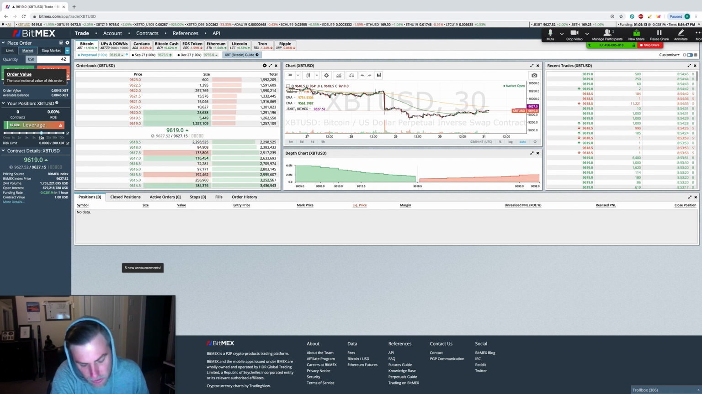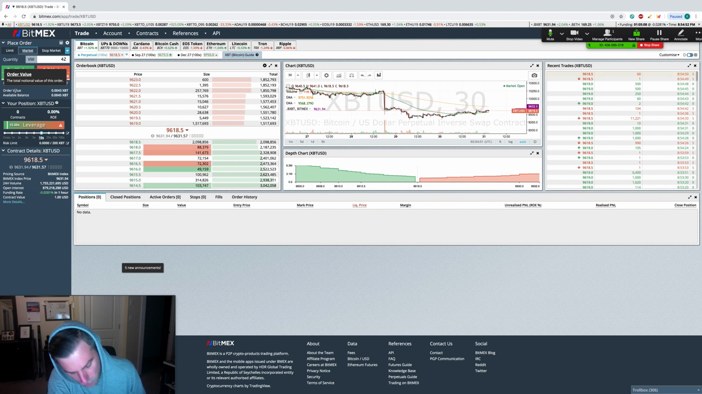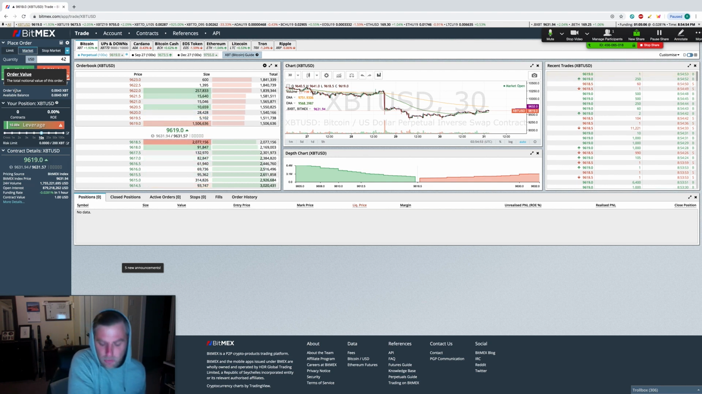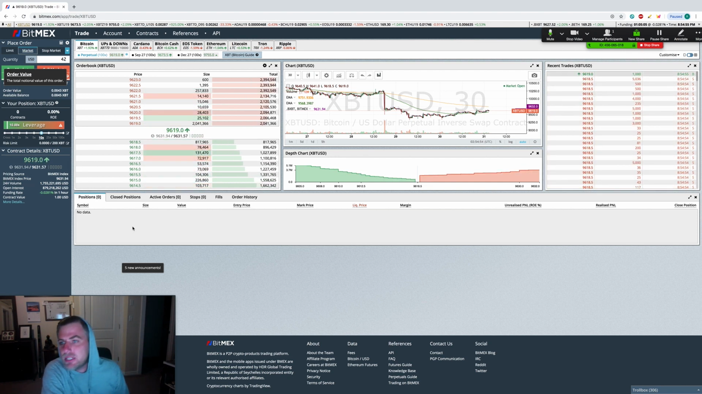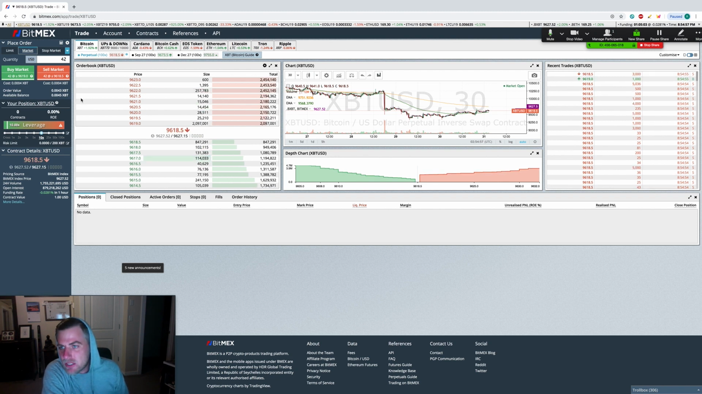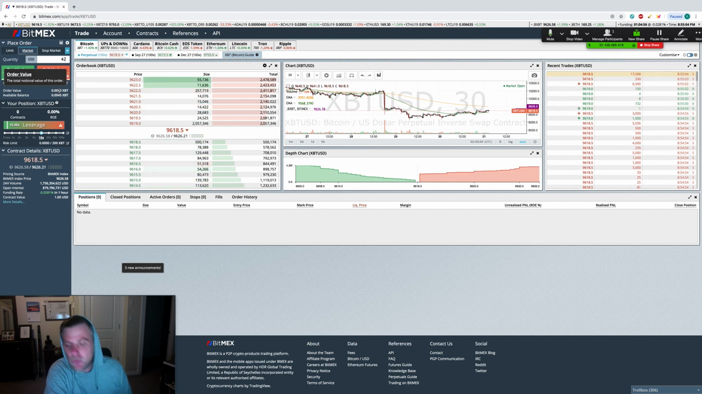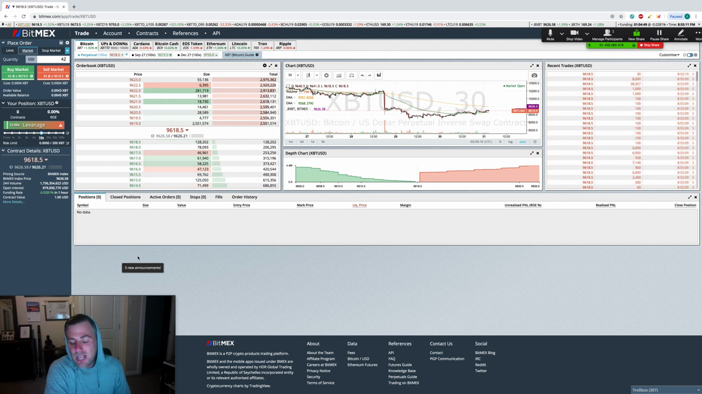So 0.246 times 0.0043 equals 0.001 BTC. So that is what would be risked. We can see that's about 24% of the order value, 0.001 BTC. So now we know the risk, and we can go ahead and enter and just forget about it.